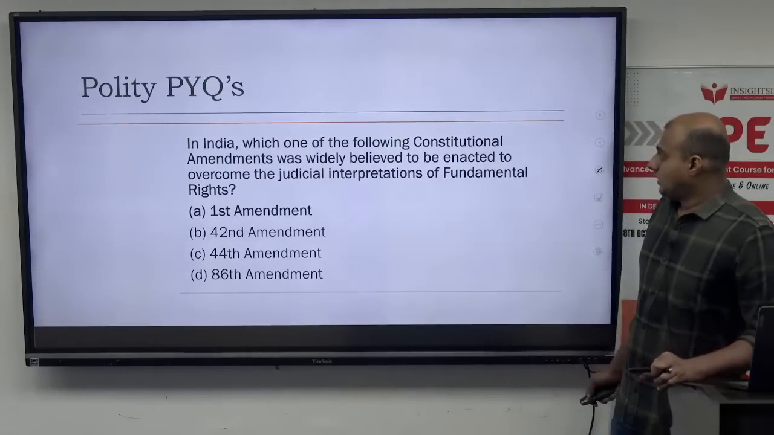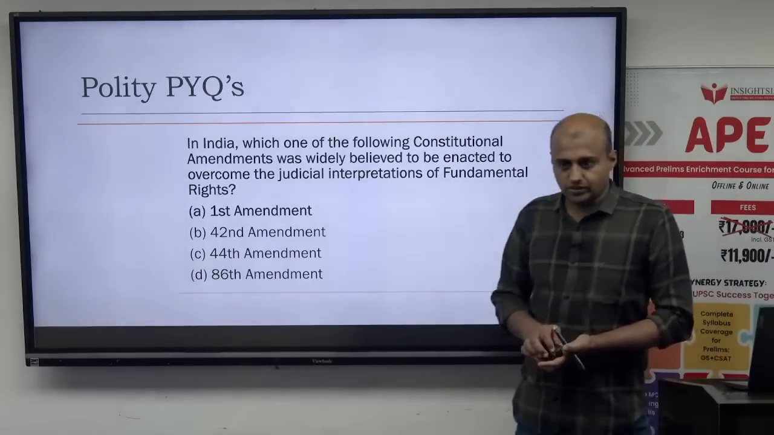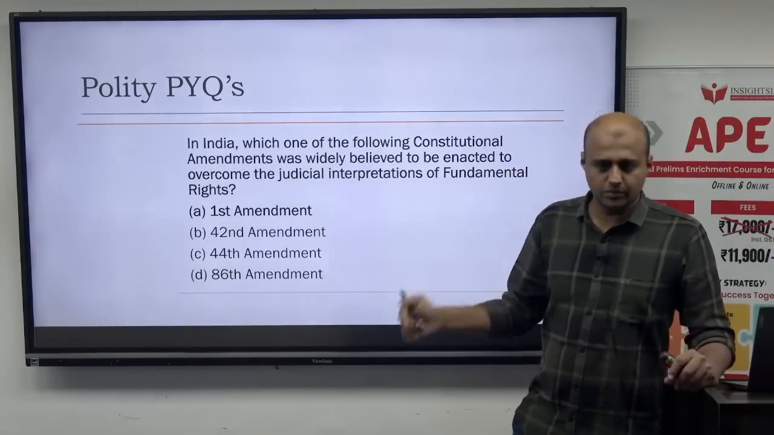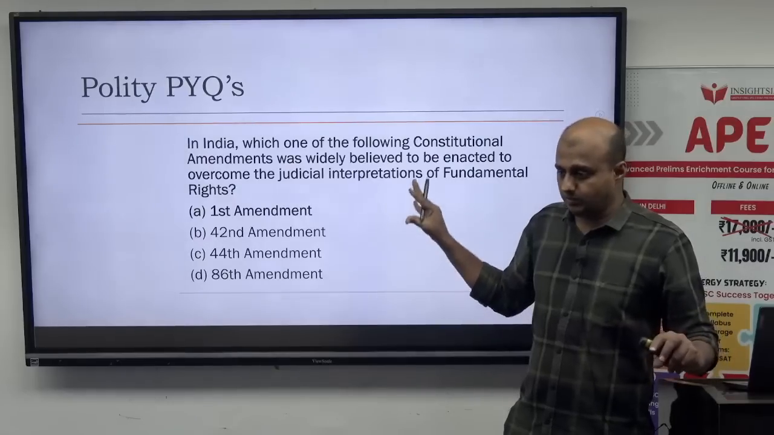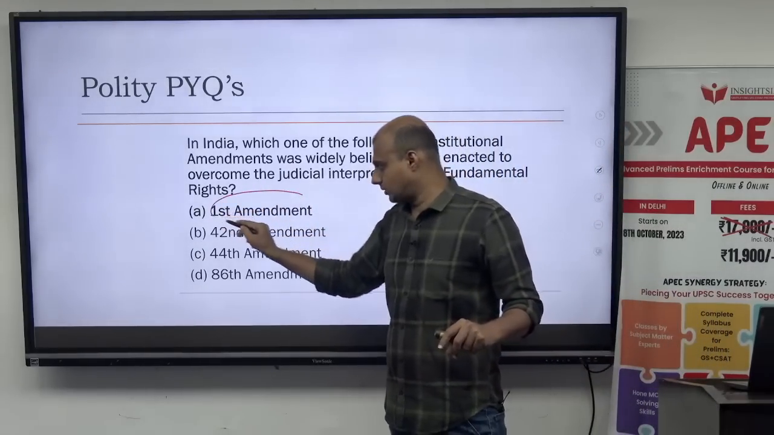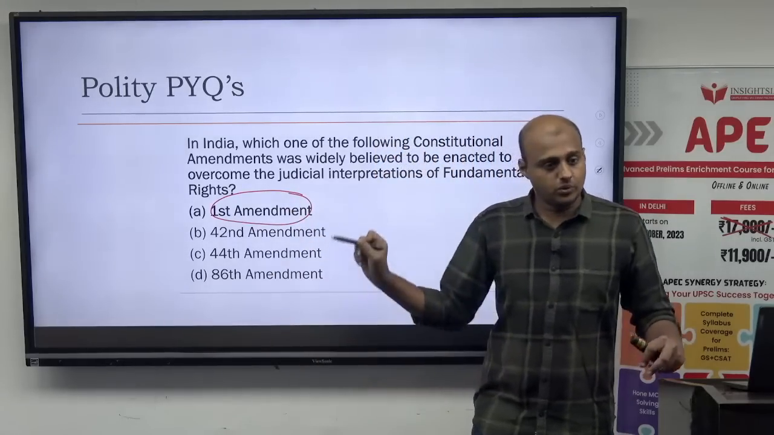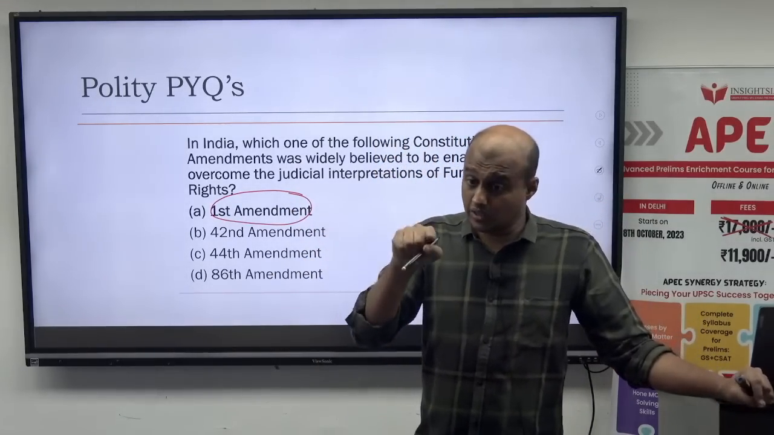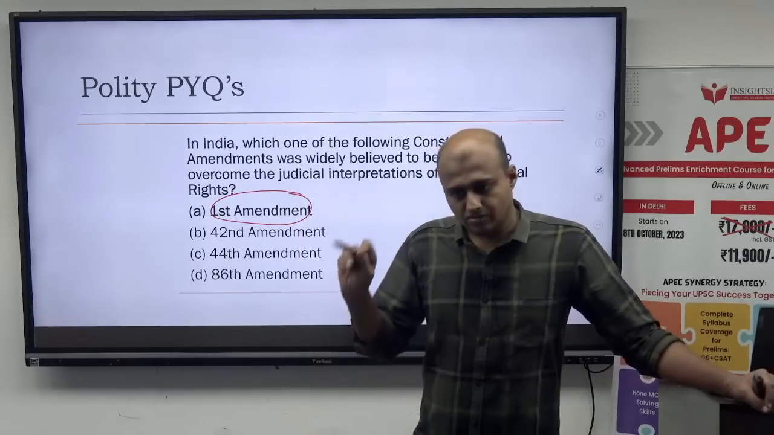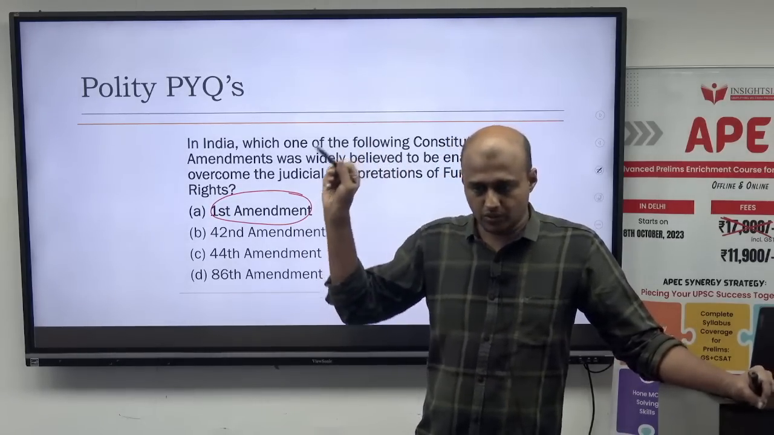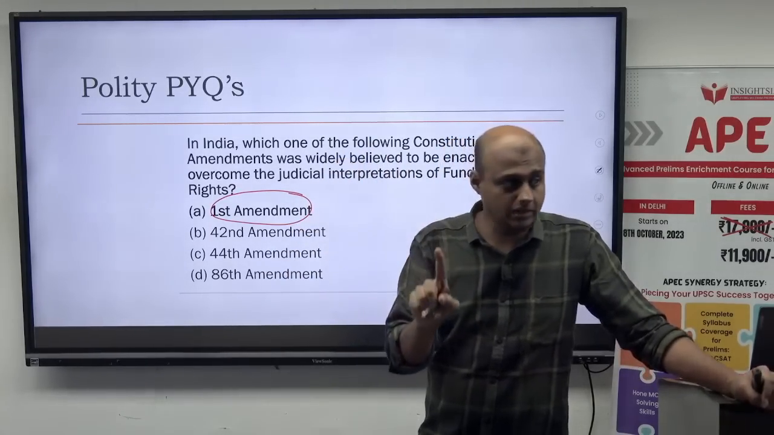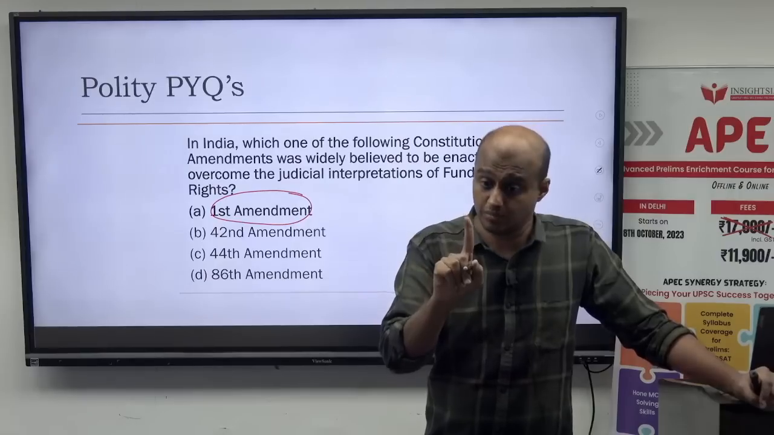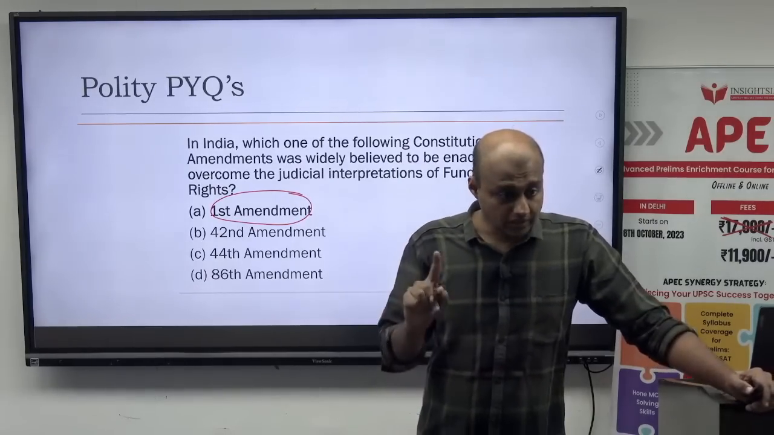Now, a lot of students also have this doubt: sir, is it the 42nd amendment, and so on. See, in polity the questions are relatively easy. Remember why this is the first amendment: 31A, 31B. First amendment, Ninth Schedule, 31B. So obviously the answer has to remain the first amendment. Clear? That is the reason.